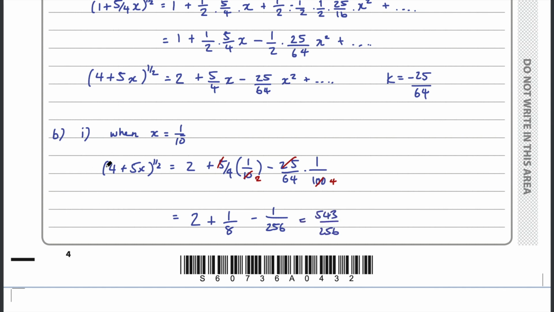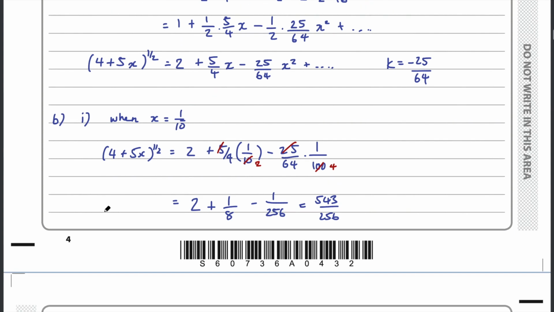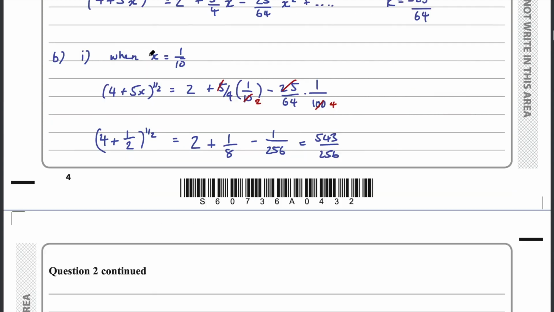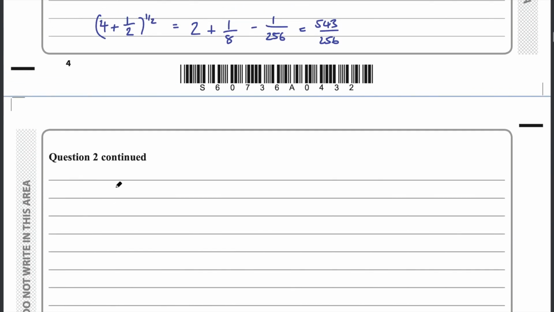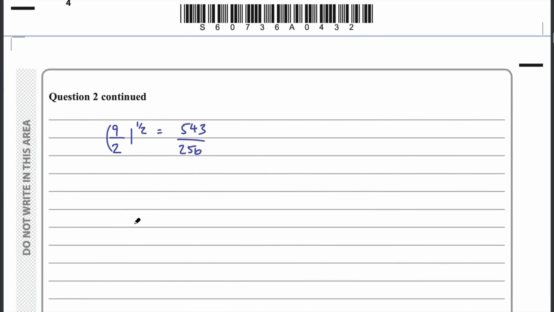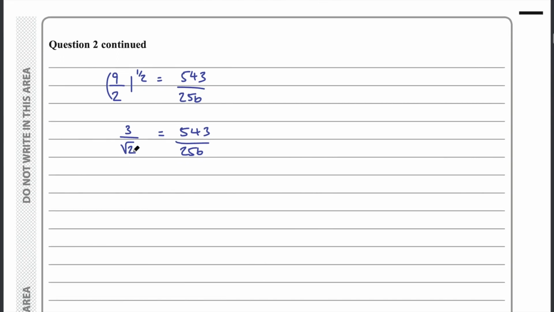Okay, so now what happens to this expression when we substitute 1 on 10 into it? This would become 4 plus 5 times 1 on 10. That would be the same as a half to the power of a half. And let's keep going with that. So 4.5 can also be written as 9 on 2 to the power of a half. And this was equal to 543 over 256. Then raise both of those terms to the power of a half. So then we'd have the square root of 9 over the square root of 2. The square root of 9 is 3 over root 2 equals 543 over 256. And so to get approximation to root 2, we just need to rearrange this so that root 2 is the subject.